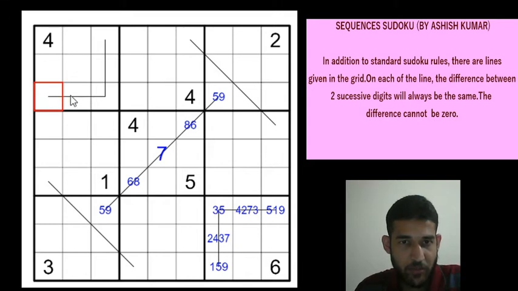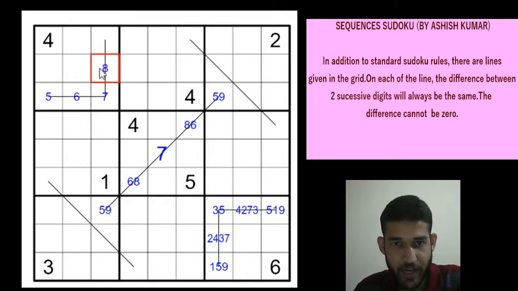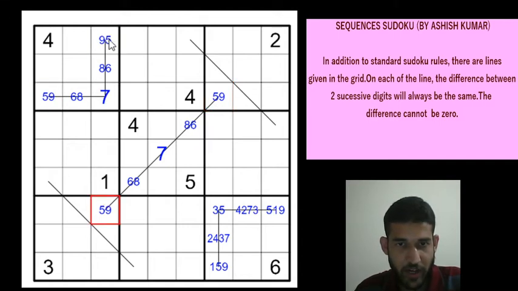So it has to be 5, 6, 7, 8, 9, or 5, 6, 7, 8 and 9. Okay, so in both cases we get a digit here. This is going to be a 7. Now you have a 5, 9 pair, right? You have a 5, 9 pair here in row 3, and in column 3 too you have a 5, 9 pair. That's good.